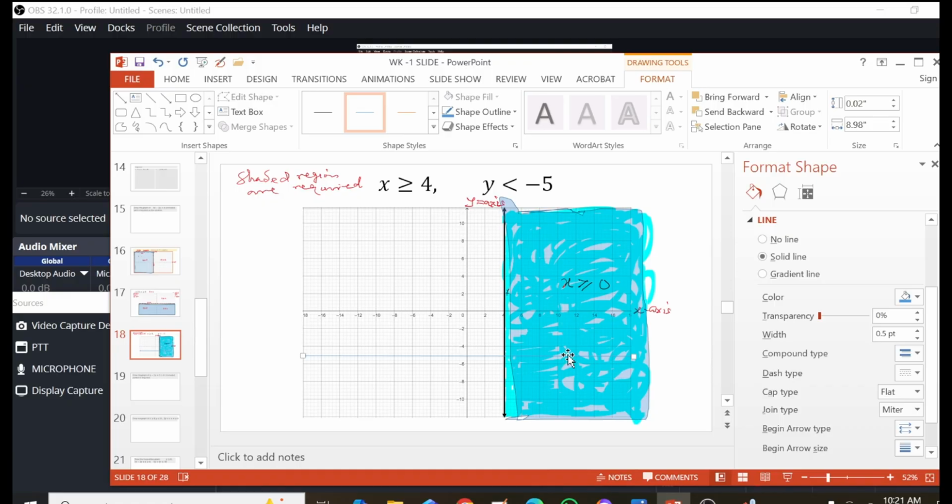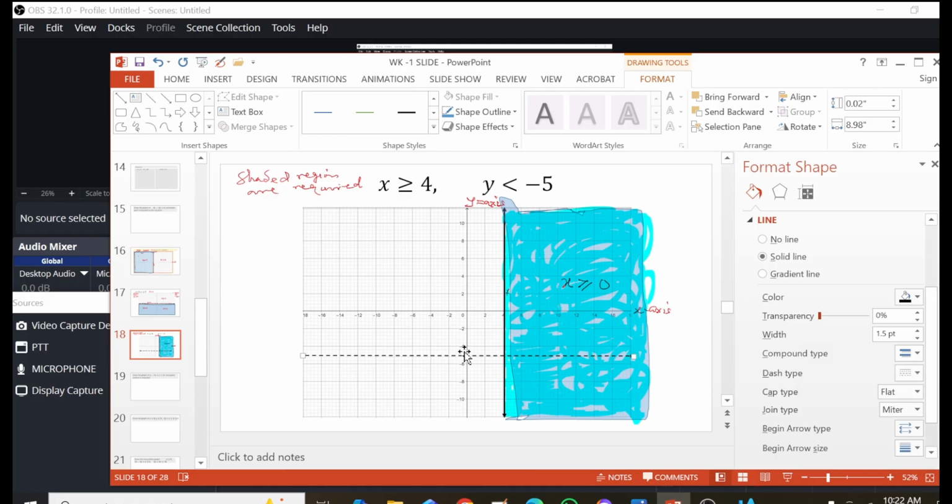Anytime we talk of y, y is always a horizontal line, always parallel to the x-axis. Every point along this line, y is always -5 across the line. So that's how that one works. Let me make it thicker. Because it is strictly less than, it's going to be a broken line. That's one of the things you also need to know. The line needs to be a broken line.